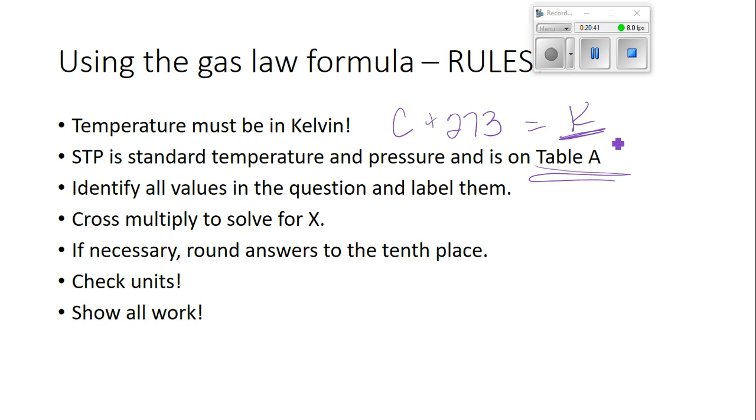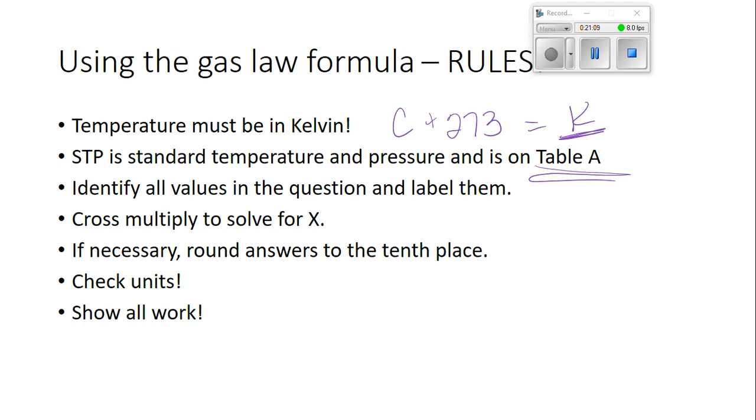Identify all values in the question and label them. That is a habit that I do, and I'll show you right from the first problem that I do with you. When you label them as V1, V2, P1, P2, T1, T2, it really helps you put them in the right place in the formula and solve. All right, cross multiply to solve for X. So we're just doing some algebra here.